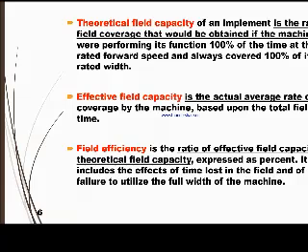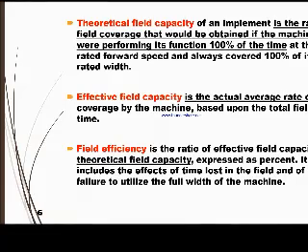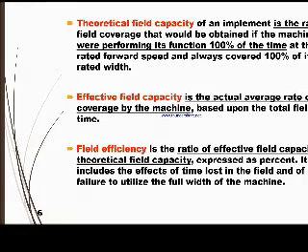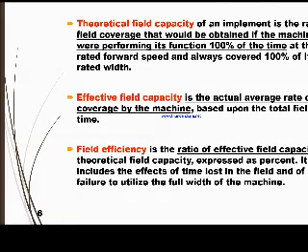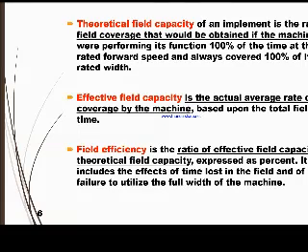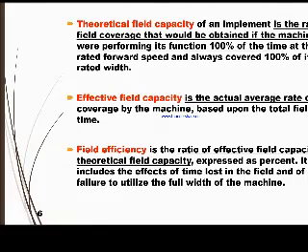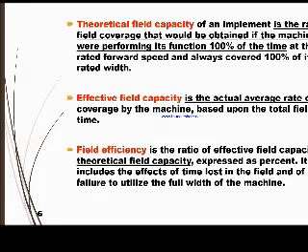TFC, which stands for theoretical field capacity, is a theoretical rate for the efficiency, based on the field coverage that will be obtained if the machine operates at 100% functional well at a rated forward speed and always covers 100% of its width. For example, if you have a combine harvester, theoretically you can say that a 5 meter width of the area will be fully utilized under that particular cutter bar. So it will be 100%. That will be considered TFC with the condition that it operates at a certain speed.